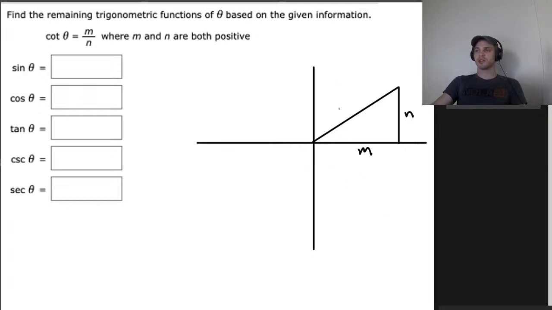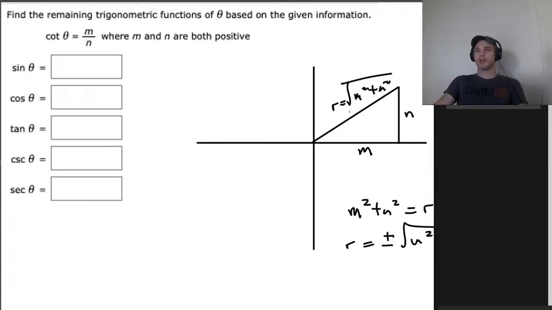And so we can use the Pythagorean theorem to find the other side. m squared plus n squared equals the radius squared. Then to solve for the radius, you just take the square root of both sides. So we do plus or minus the square root of m squared plus n squared. Now we're just going to take the positive because it's a distance in this case. So with that we can actually do this.